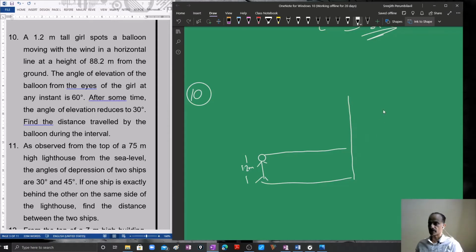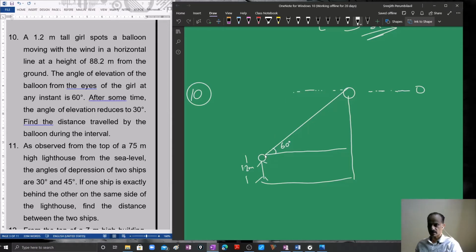The girl spots a balloon moving in the wind in the horizontal line. The balloon is moving in the horizontal line. Now the girl sees that at an instant, the angle of elevation of the balloon from the eye of the girl is 60 degree. After some time, it's again moving.